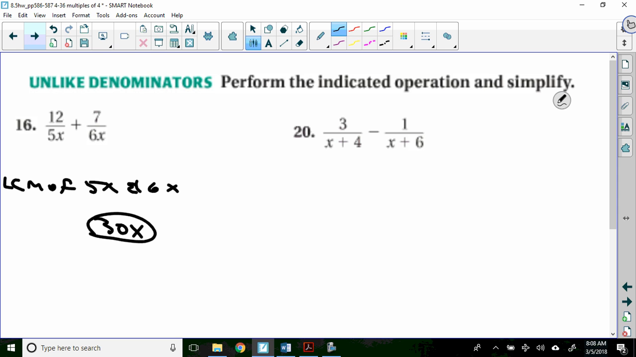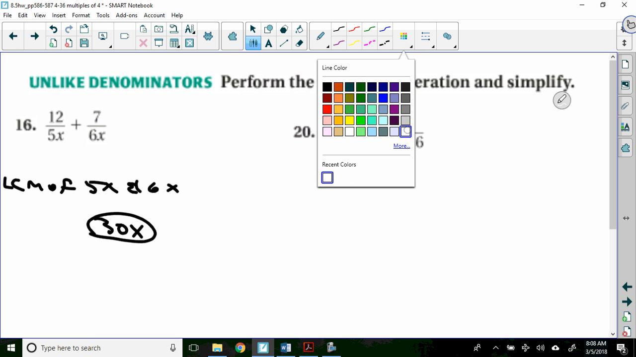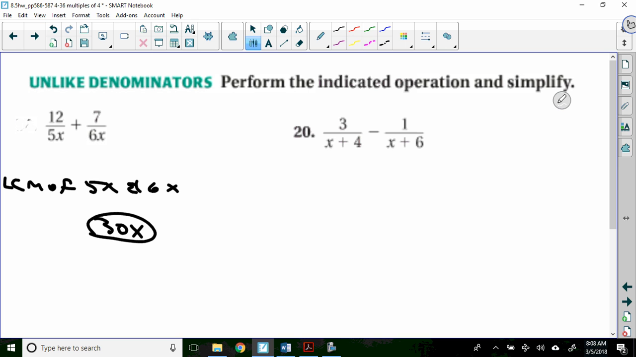So what we're going to have to do on number 16, let me see if I can get my white marker going here, cover up that 16. What I'm going to have to do is multiply each fraction by something over something, which is really like multiplying it by 1. The one on the left, what do I multiply by?